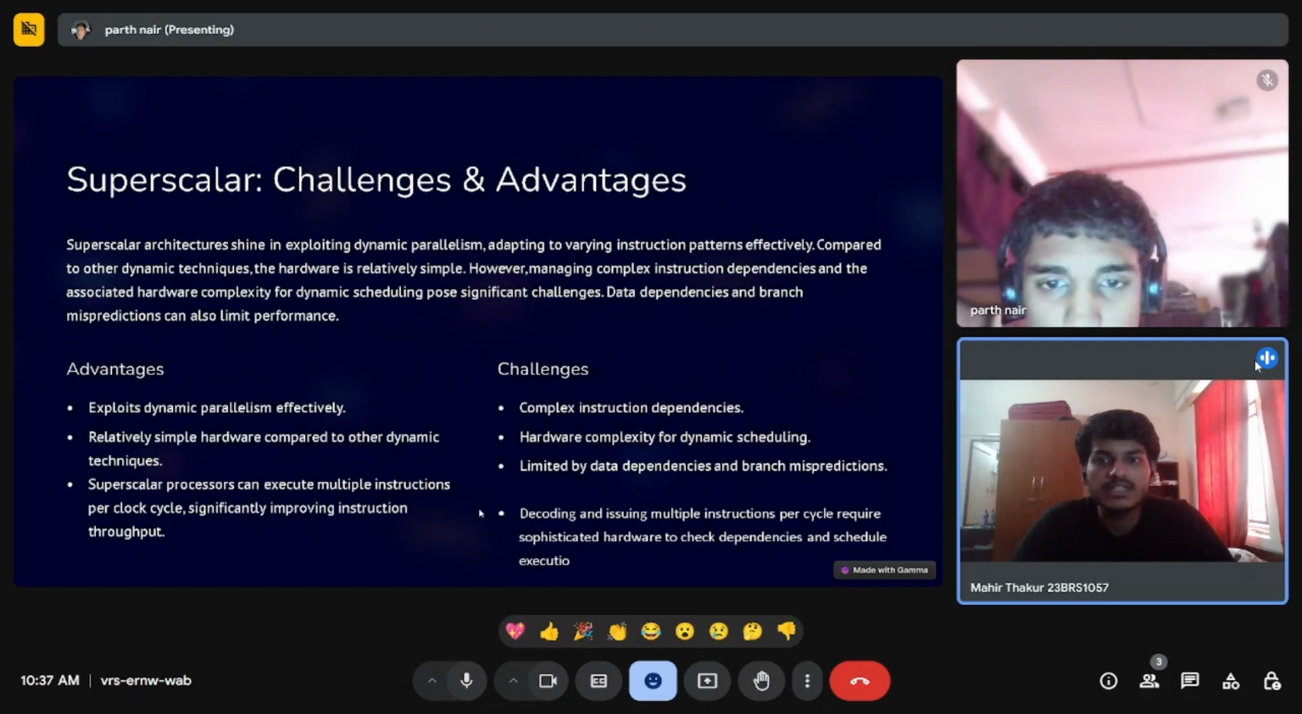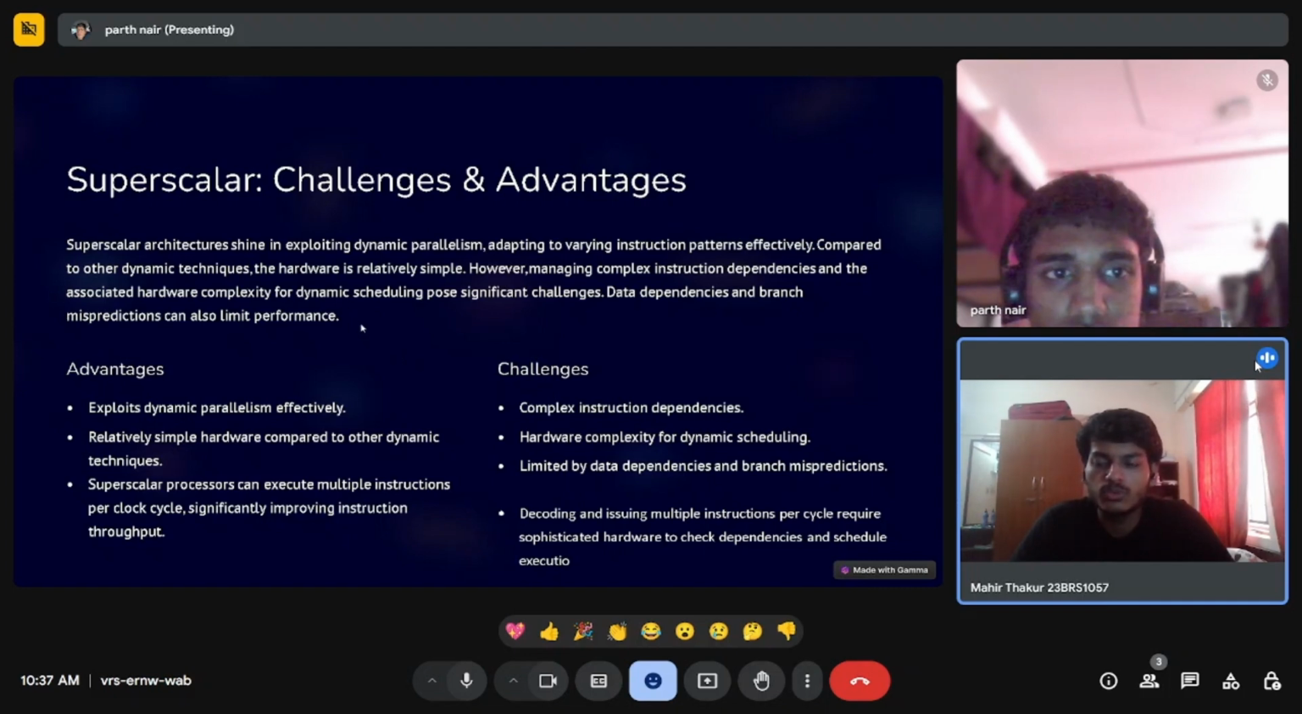So now we will discuss the challenges and advantages of superscalar architecture. Superscalar architecture shines in exploiting dynamic parallelism, adapting to varying instruction patterns effectively. Compared to other dynamic techniques, the hardware is relatively simple. However, managing complex instruction dependencies and the associated hardware complexity for dynamic scheduling pose significant challenges. Data dependencies and branch misprediction can also limit performance.